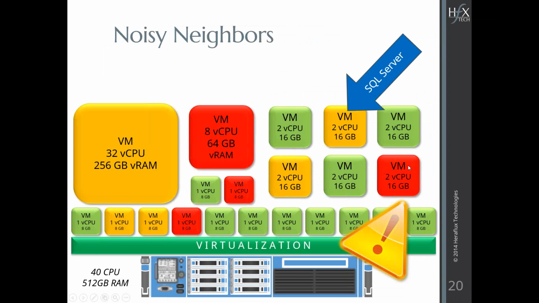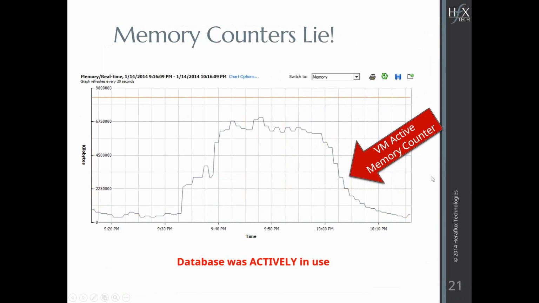Okay, so I mentioned noisy neighbor here, but we already talked about CPU ready time. Stuff like this can contribute to really bad CPU ready time. End of story. This is why I say overlay anything and everything that you get, because what you've got here is a memory active chart inside VMware.